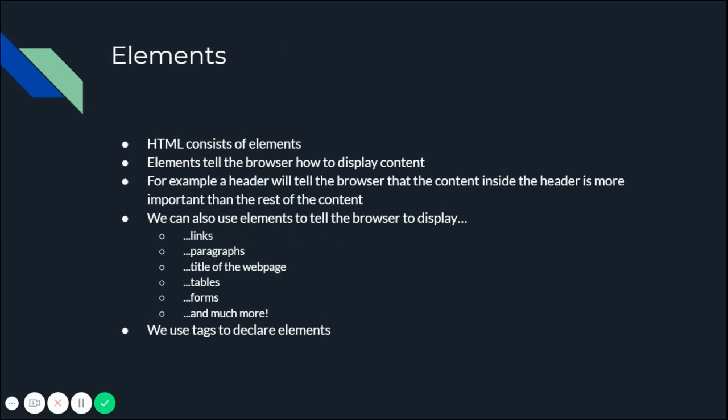So HTML consists of elements. These elements tell the browser how to display different types of content. For example, we've got header contents which tell the browser that some piece of text will be more important. We can also tell the browser to display images, paragraphs, lists, and links, for example.